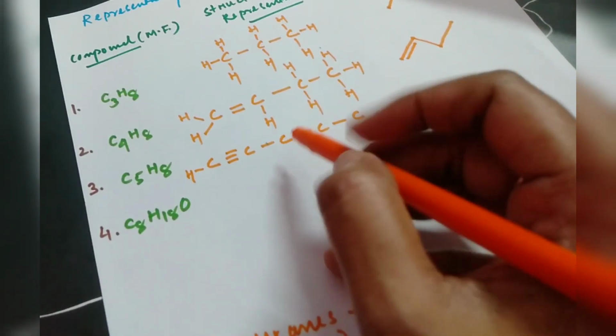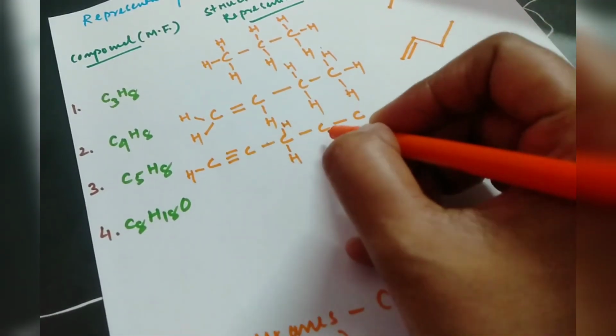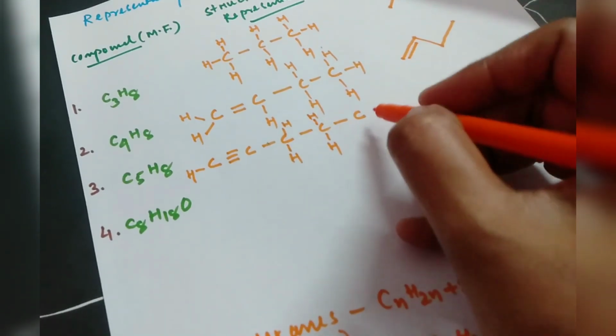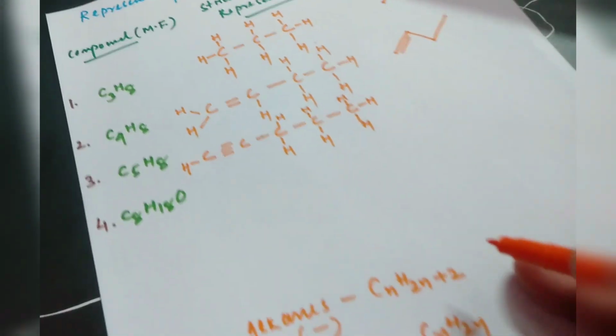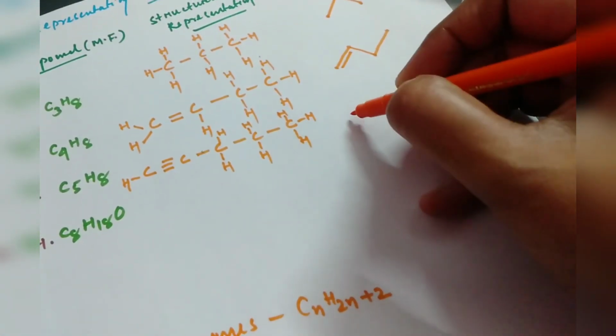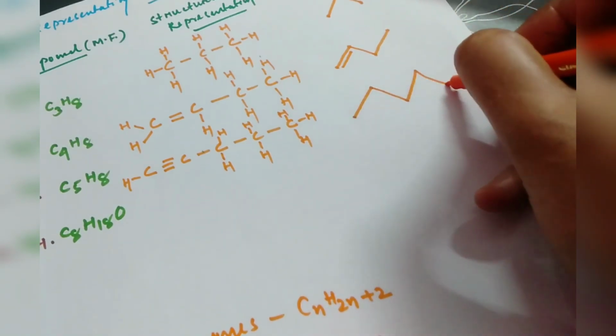Similarly, now this carbon requires 2 hydrogen. Here this also requires 2 hydrogen, and here this carbon requires 3 hydrogen. 1, 2, 3. Okay, so now how will you show the bond line notation? How many carbon atoms? 5. So if I write 1, 2, 3, 4, 5.